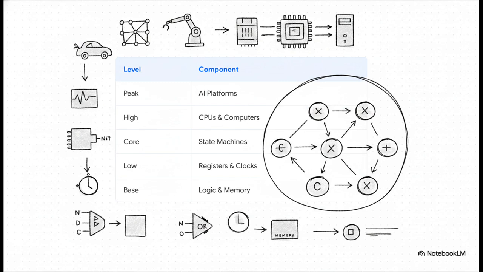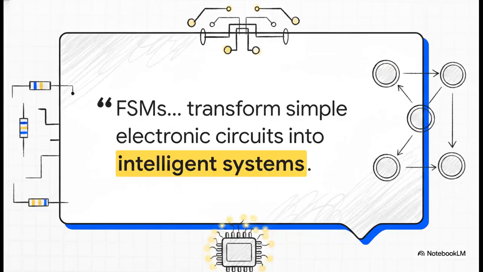FSMs organize all that chaotic low-level circuitry into actual structured behavior. And it's that structure that lets us build the high-level, modern processors, fetching instructions and managing cache. And at the absolute peak, artificial intelligence platforms. Even the most incredibly advanced autonomous systems rely on FSM frameworks to manage their high-level agent workflows and robot control systems, while the AI handles the deep thinking. It's all connected.